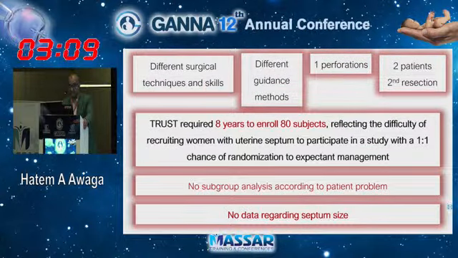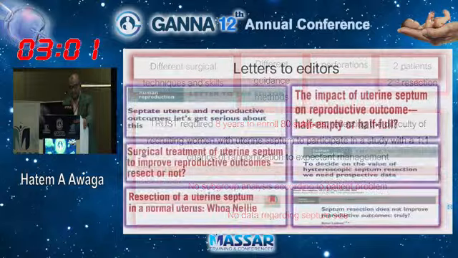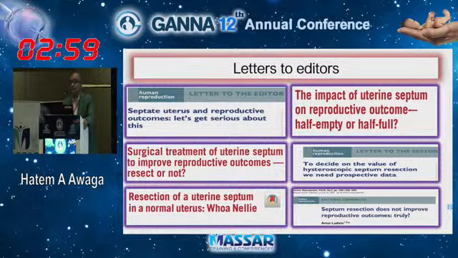This was called the TRUST trial, and it needed 8 years to enroll the 80 patients. There was no subgroup analysis, and the characteristics of the septum were not mentioned in such a study. After this publication, a large number of letters to the editor were published in Human Reproduction, either with or against such a study.